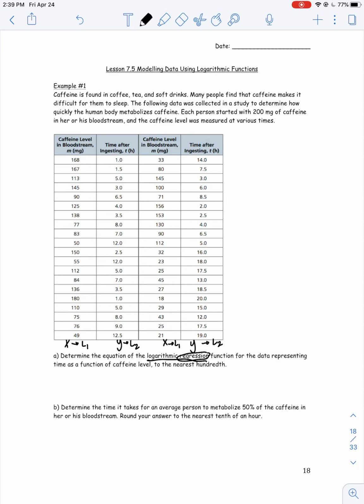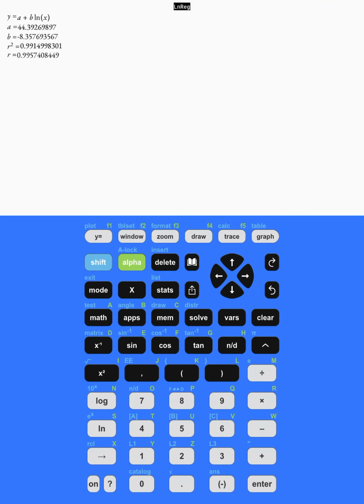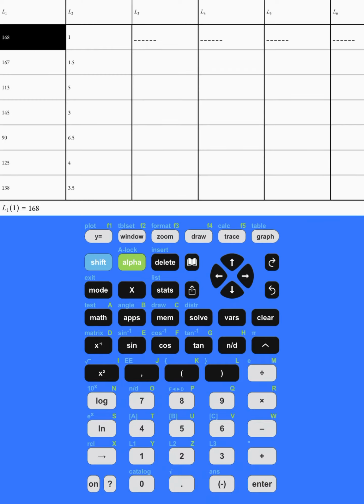So whenever you see the word regression, they want you to go to your graphing calculator. They want you to press stat, then press number 1, which is enter. And what you're going to do is enter all those values of the caffeine level into your L1. As you can see, I already did that. And then all the times after ingesting into your L2.